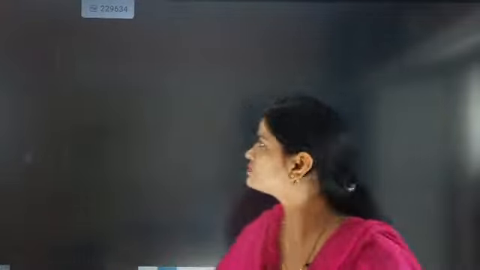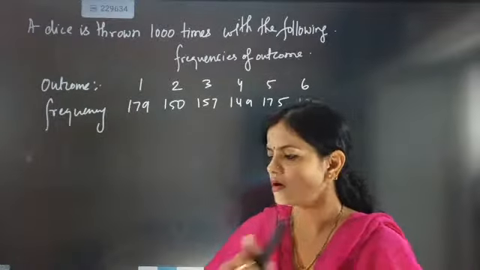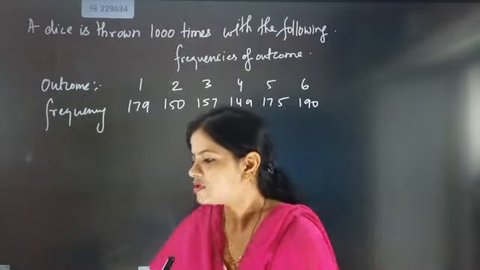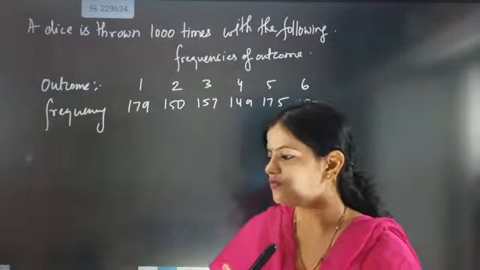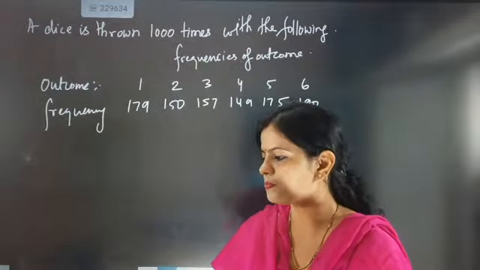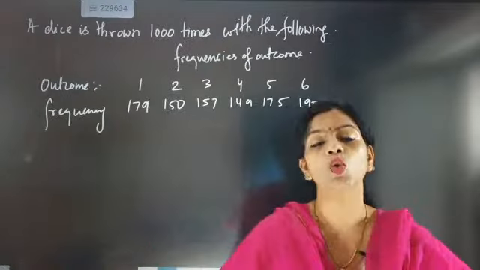1000 times you have exactly rolled a dice. Absolutely correct. So 1000 times you have rolled a dice. Yes, Rahul, sample space is the total outcome.